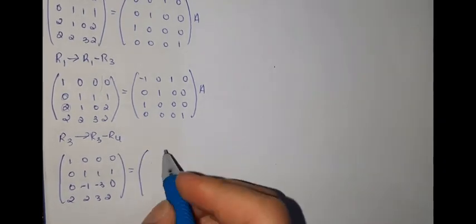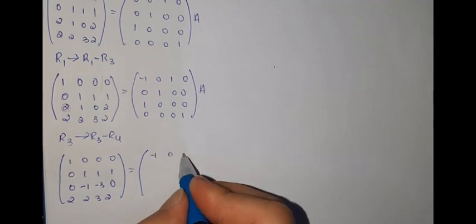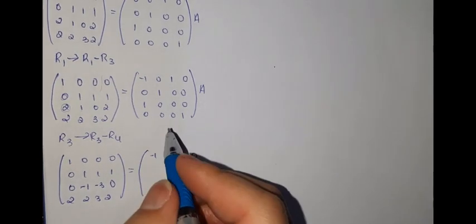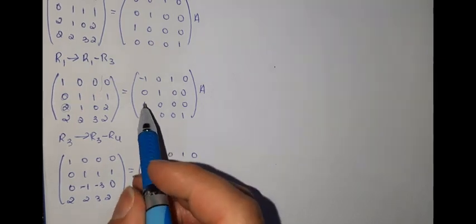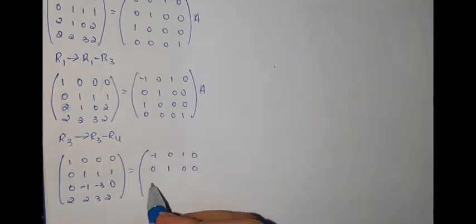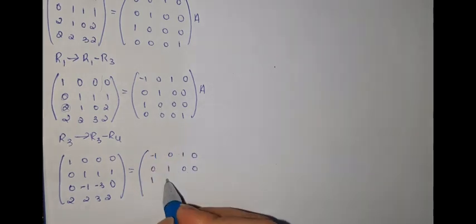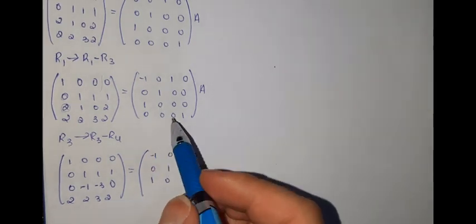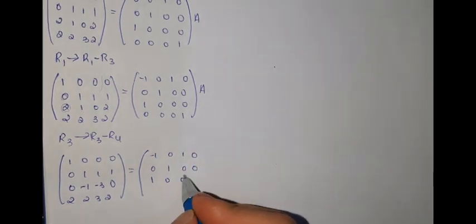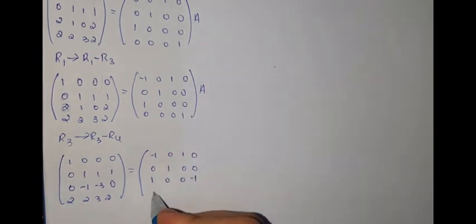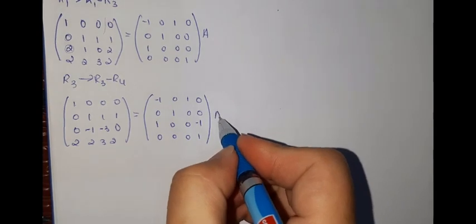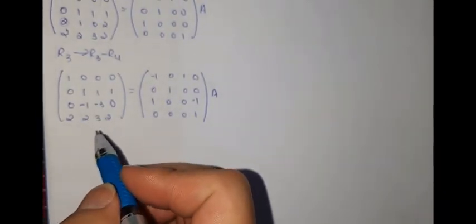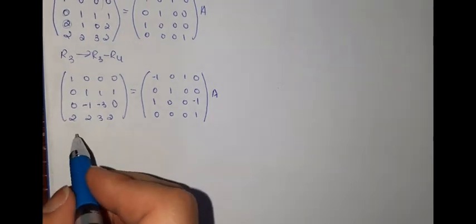Okay, this side also we have to use the same operation. Again r3 minus r4: 1, 0 minus 0, 0, 0 minus 0, 0, 0 minus 1, minus 1. Yeah, let's move to the next.